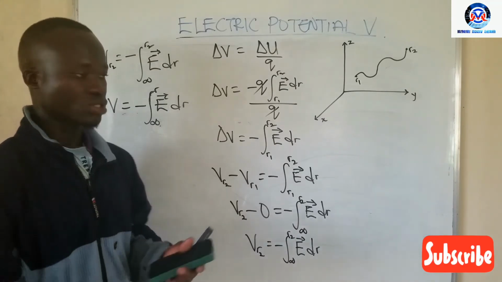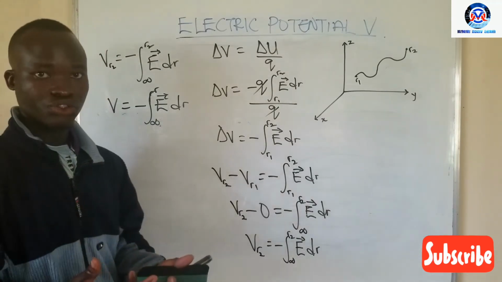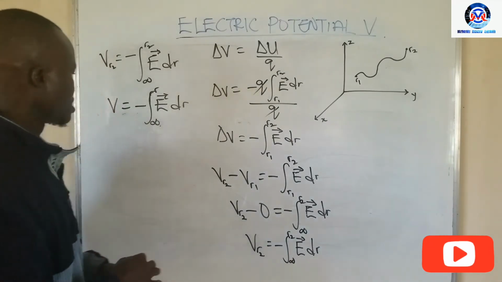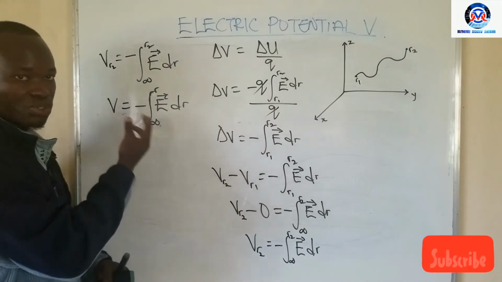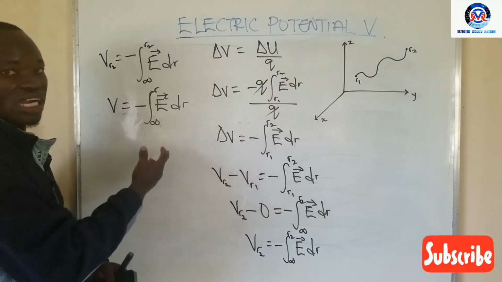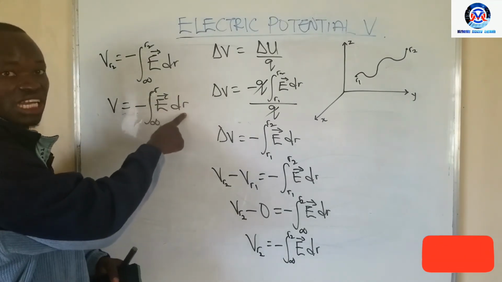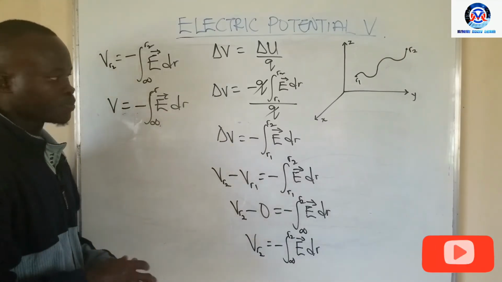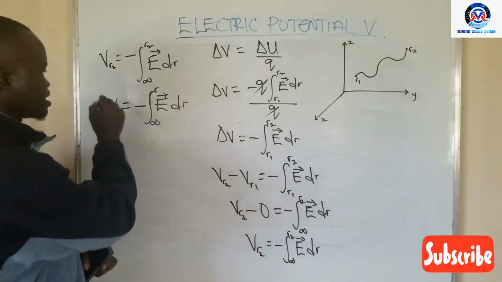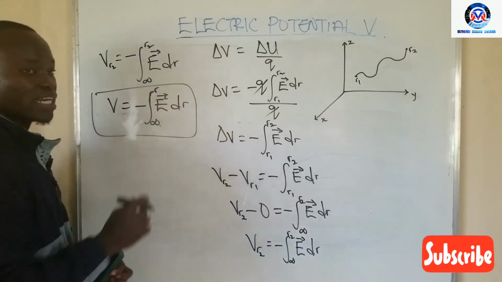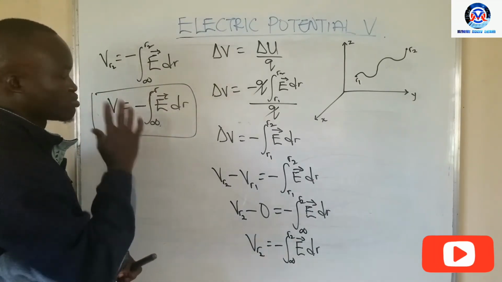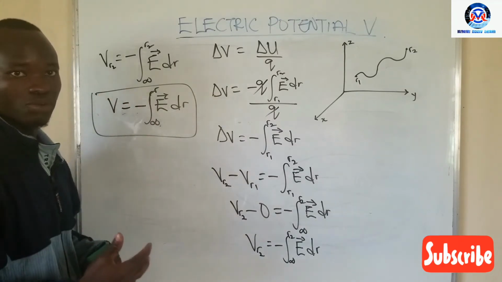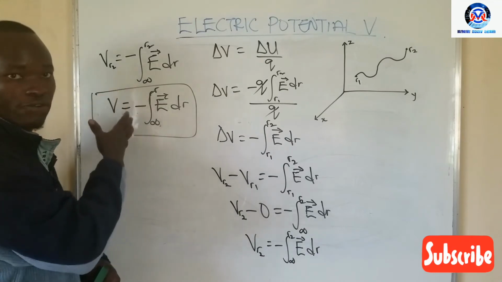That is the magnitude, and this is also another magnitude, but this magnitude has a relationship with the electric field. The magnitude of electric potential is simply the negative integral of the electric field vector dr from infinity to the point of consideration. So now, how do we find the electric field from the electric potential? How do we make electric field the subject of the formula? How do we find the electric field vector from this?